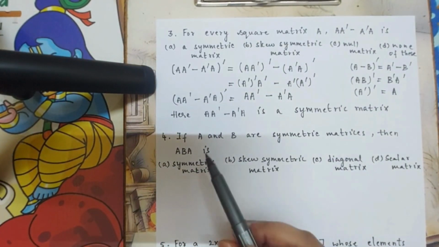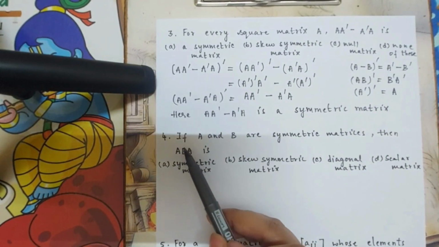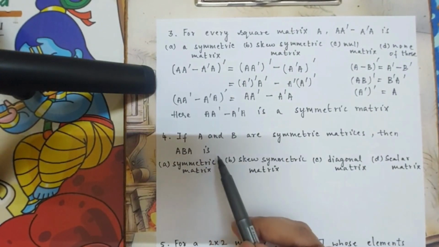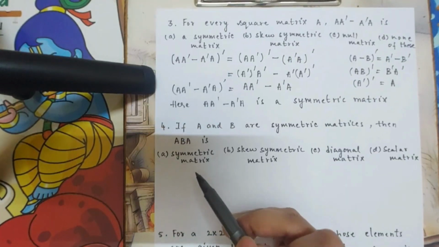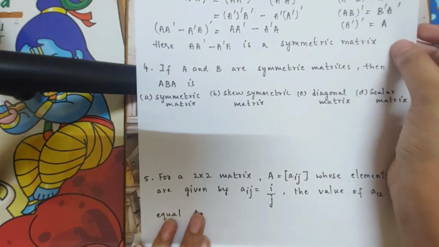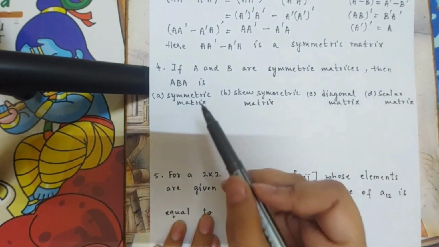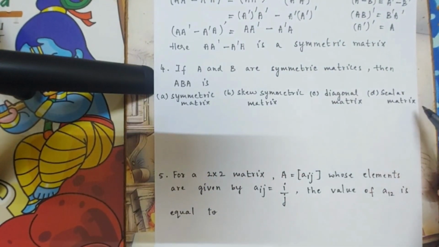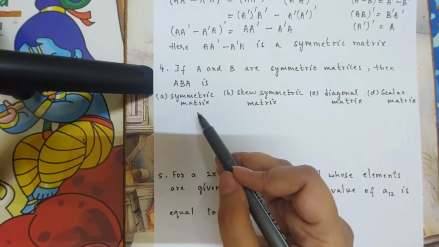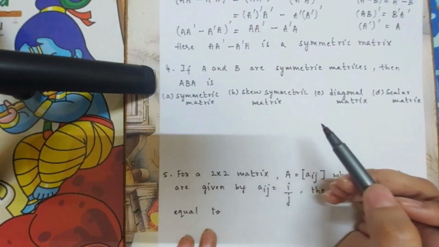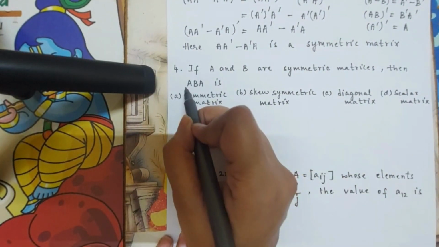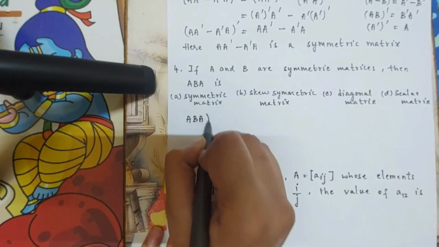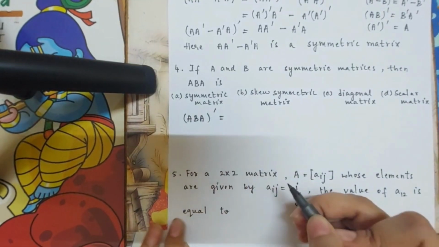Now let us move on to the next question. If A and B are symmetric matrices, then ABA is. So even here the options are given. We should tell whether ABA is a symmetric matrix, skew symmetric, diagonal or a scalar matrix. Since symmetric and skew symmetric are given, we will be considering the transpose of ABA. So what do I get? ABA the whole dash we are supposed to find.